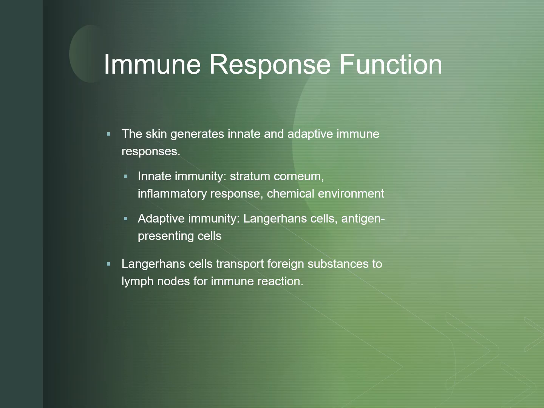And then we have adaptive immunity as well. This involves specialized immune cells, especially the Langerhans cells, and these act as antigen-presenting cells. The role of those cells is to detect foreign substances like antigens and transport them to lymph nodes, which activate a more targeted immune response.